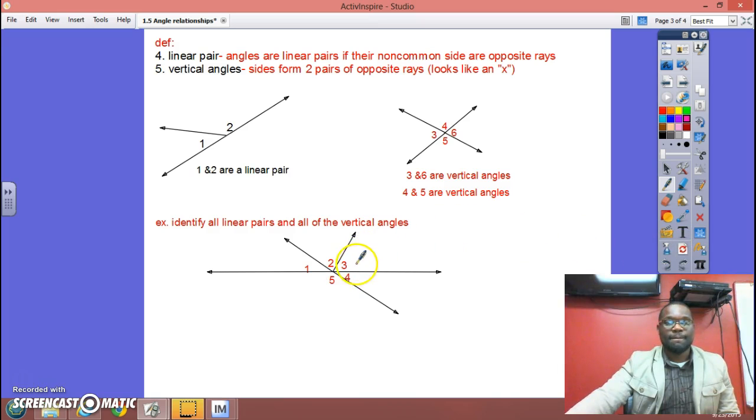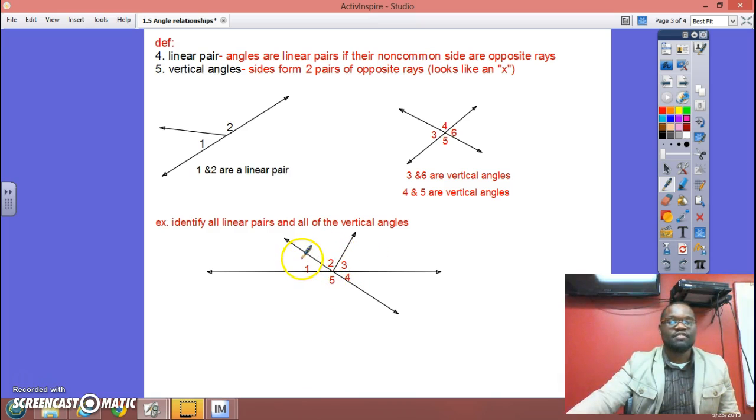Alright? Now the problem is I can go from 4 to 2, but is that two angles? That's 4, 3, and 2. So that couldn't be a linear pair because it's three angles. And if I wanted to go 3, 2, 1, it does make a straight line, but again, that's three angles, so it's not a linear pair.